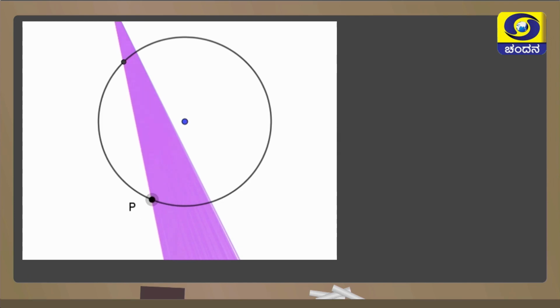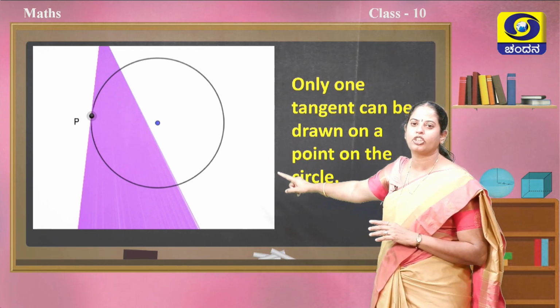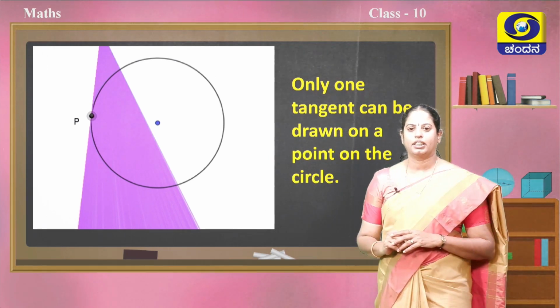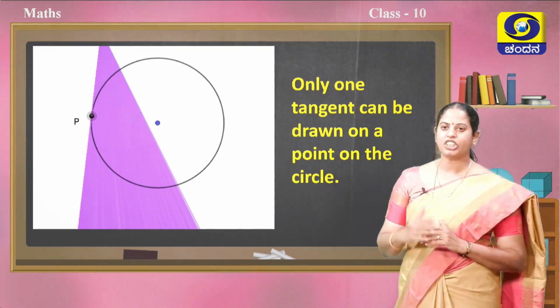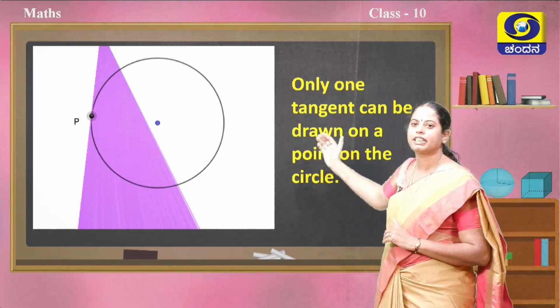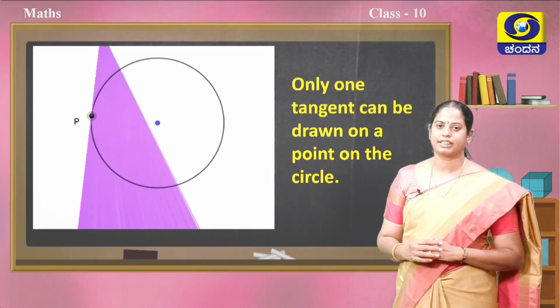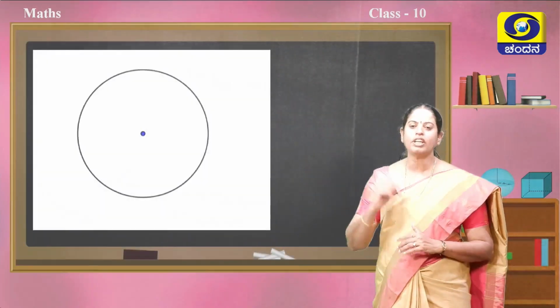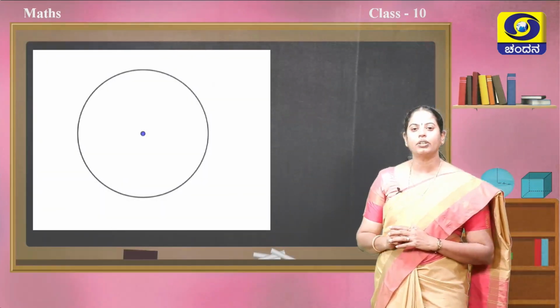Now, observe, if I trace that path, you can see that at point P you can have only one tangent. Yes, how many tangents can be drawn at point P? Only one tangent can be drawn at the point P. That is, in general we can say only one tangent can be drawn at a point on the circle. This is one observation we made related to the tangent.